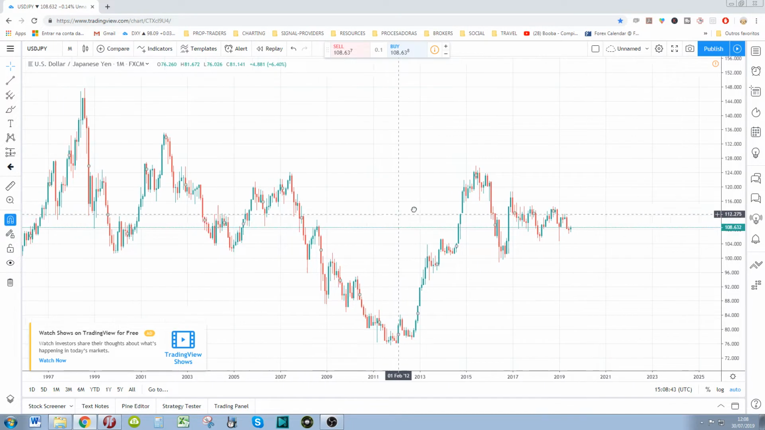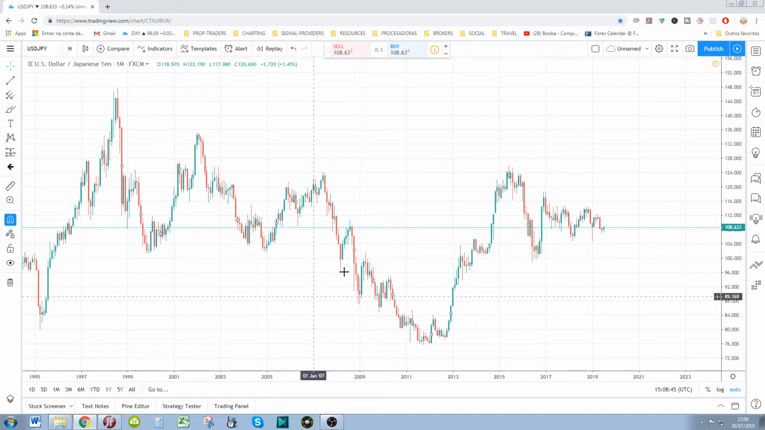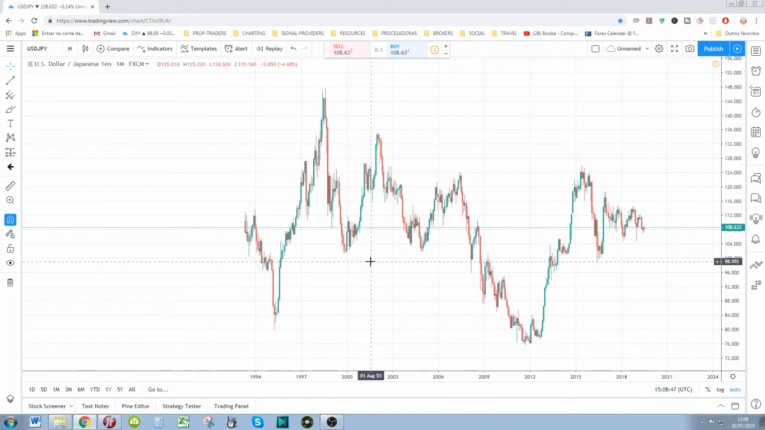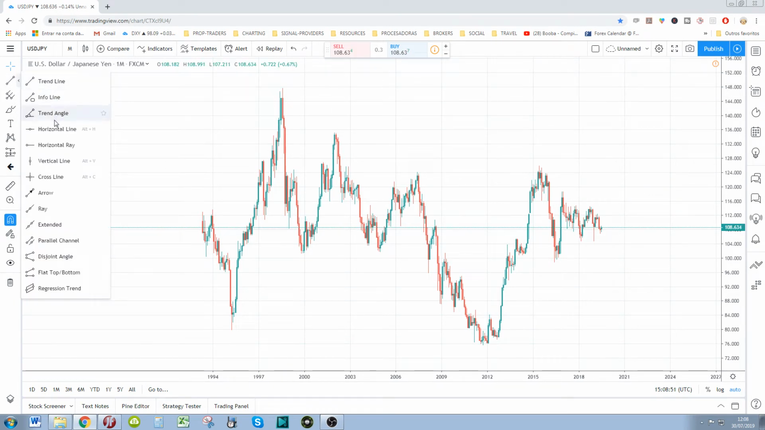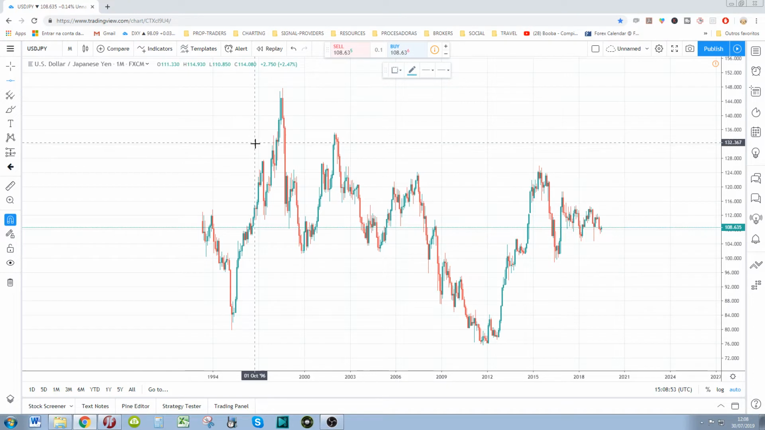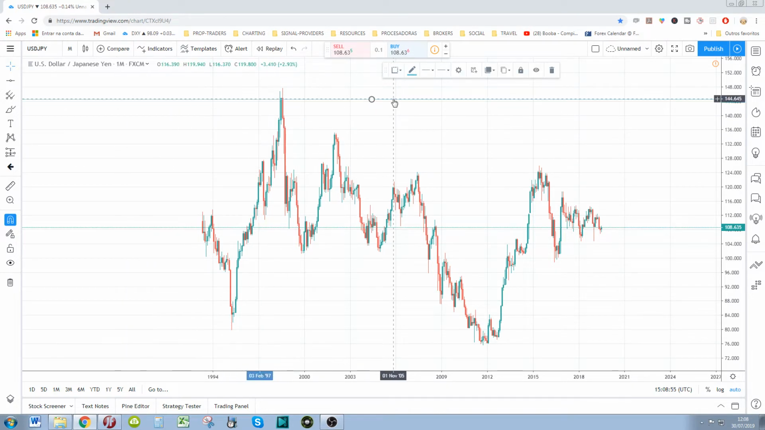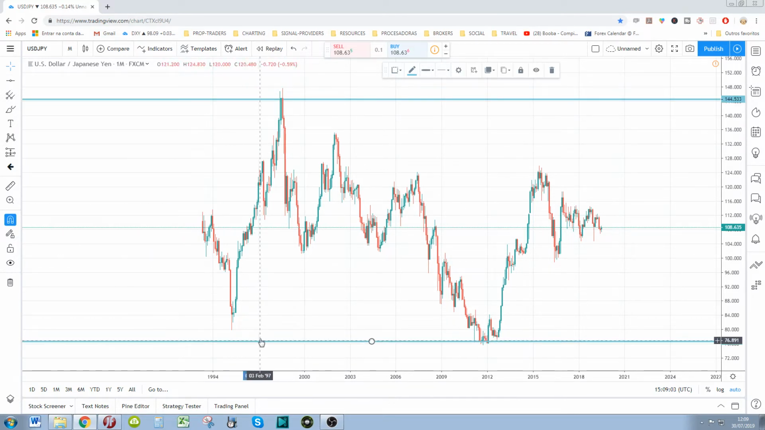USD/JPY, and those are the bands right here. Where is the trend line, horizontal line? So the upper band is here. Let's make it bigger. Okay, and the lower band is here.